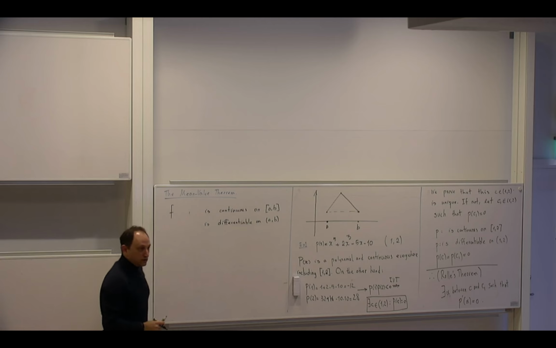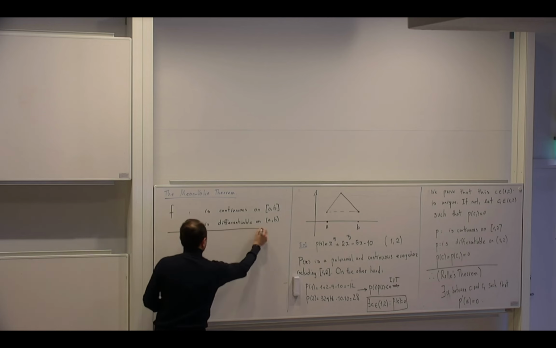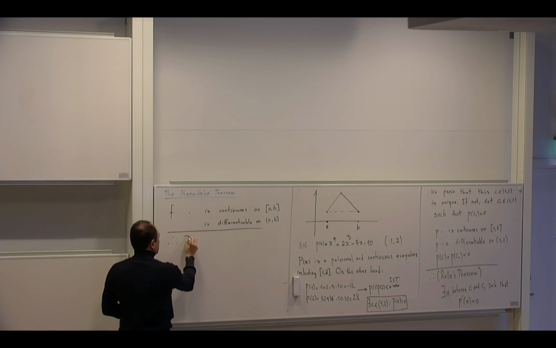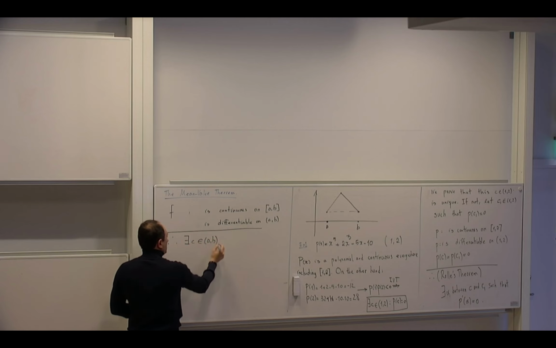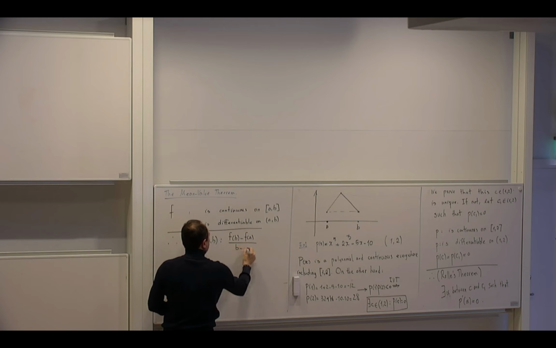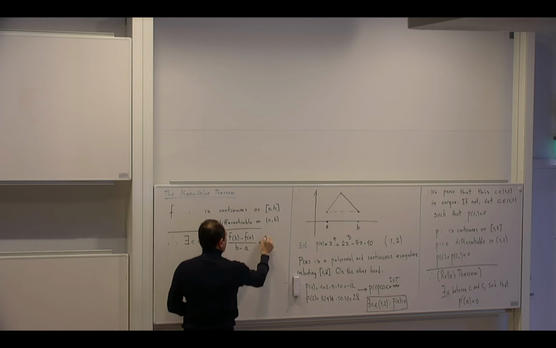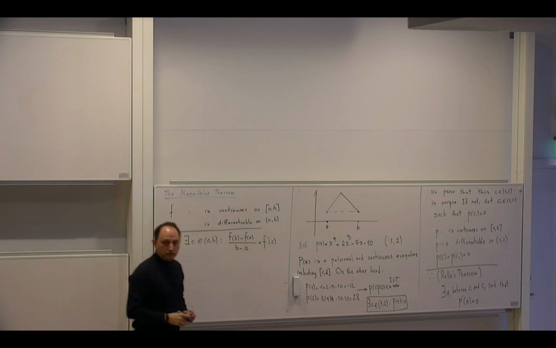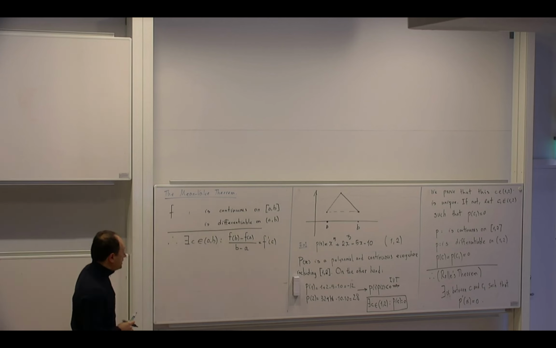In Rolle's theorem, I had a third condition. What was it? f(a) equals f(b). But here we don't have it. We jump to the conclusion. But the conclusion is this: there exists a c in the open interval such that when you calculate f of this endpoint minus f of that endpoint, divided by the endpoint b minus endpoint a, it becomes the derivative of f at c. This is the content of the mean value theorem.